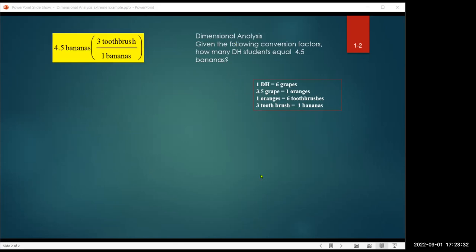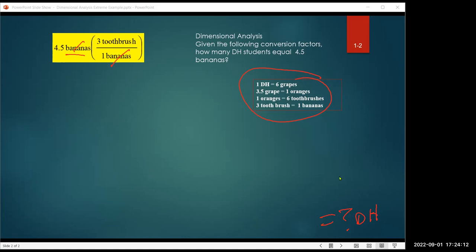All right. Put up our first one. We've got 4.5 bananas. Now, normally I would write way down here that I'm looking for DH students, okay, unit wise. And so that helps me set up my problem properly by looking at the factors that I have to work with and the units. So I start off with 4.5 bananas. So I look for a factor that's got bananas and I put bananas in the denominator, okay, because I want that to cancel. And that leaves me with 3 toothbrushes if I were to stop the calculations right here.